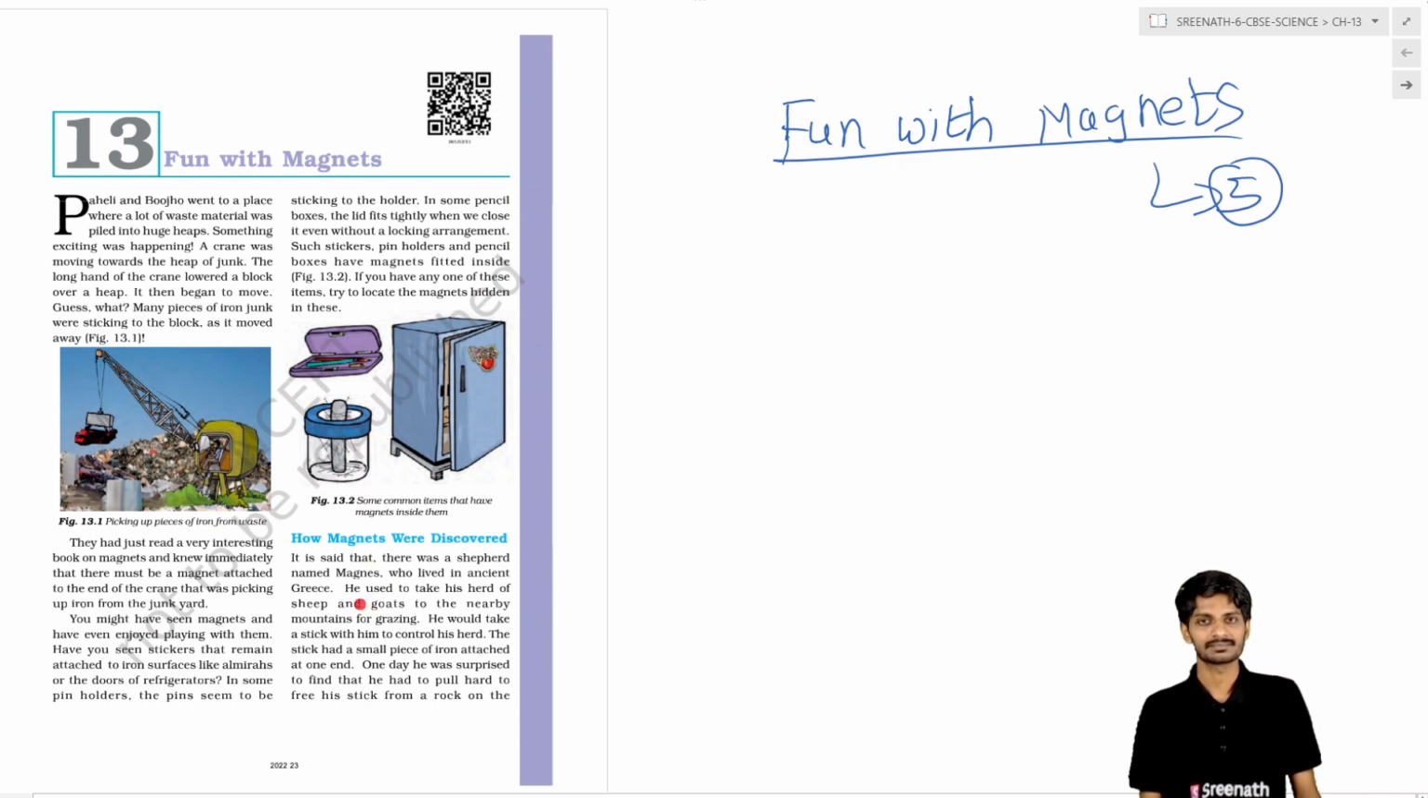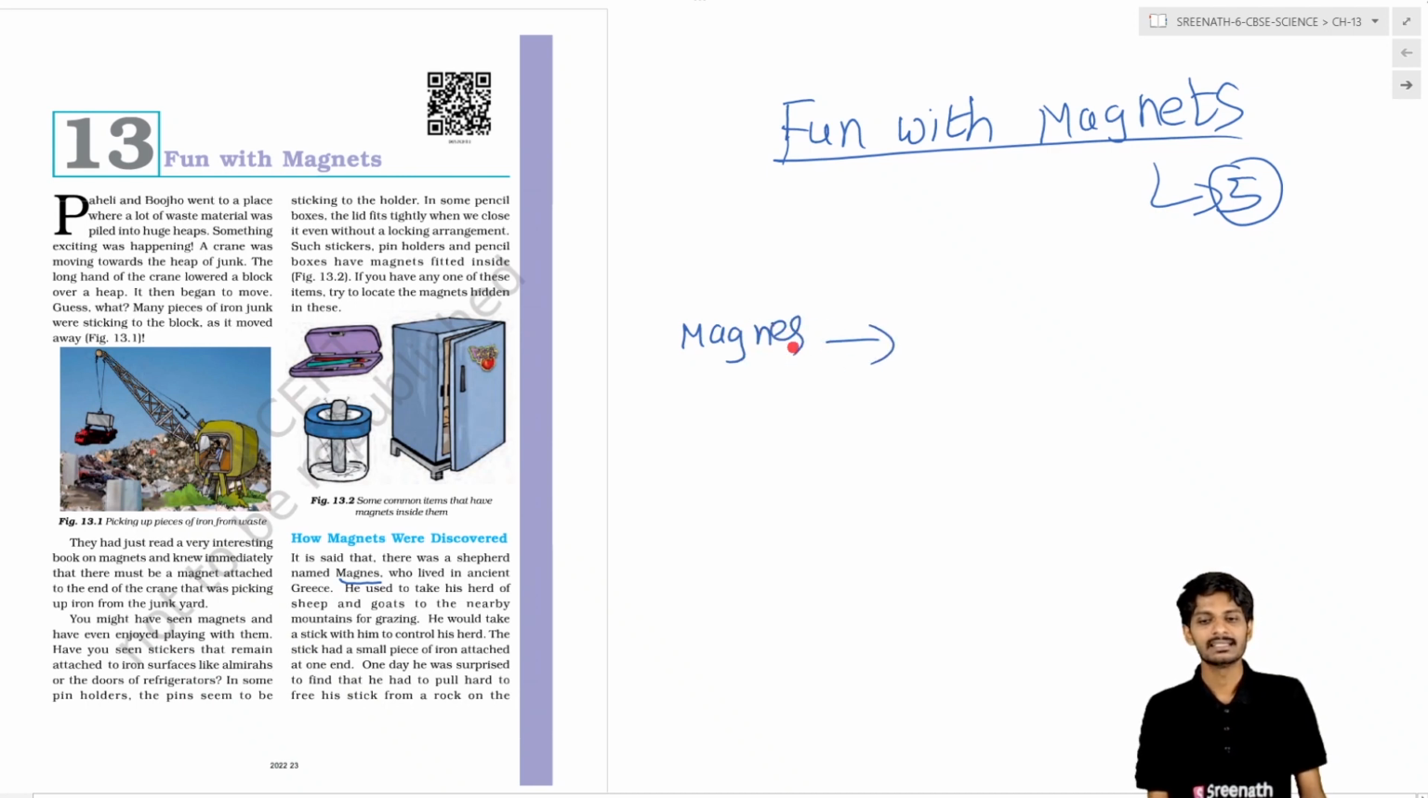The story of how magnets were discovered is an interesting one. There is a shepherd. Do you know shepherds? Yes, there is one shepherd. He has some goats and sheep. He is feeding those sheep by sending them to the hill areas, so that he is feeding all his goats and sheep. What is the name of that shepherd? The name of the shepherd is Magnus.